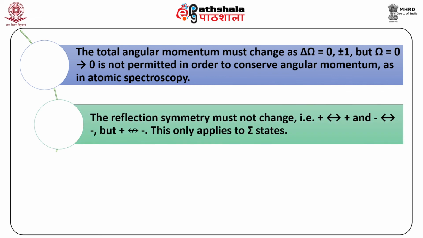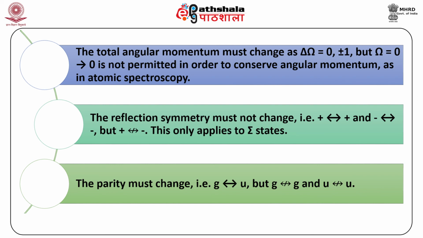The fourth concerns the reflection symmetry, that is plus or minus, which must not change. That means plus to plus is allowed and minus to minus is allowed, but plus to minus or minus to plus is not allowed. This particular reflection symmetry is only present in sigma states, so it only applies to sigma states. And the final selection rule is about the parity, which must change, that is g can go to u or u can go to g, but g cannot go to g and u cannot go to u.